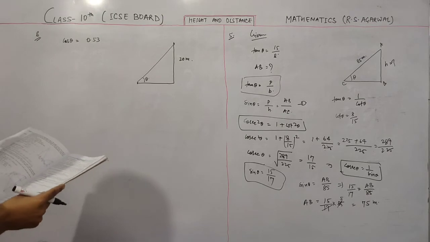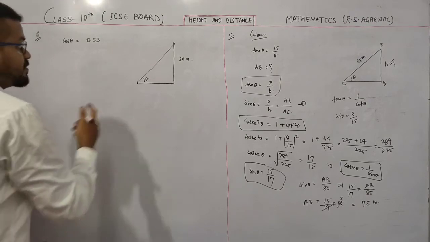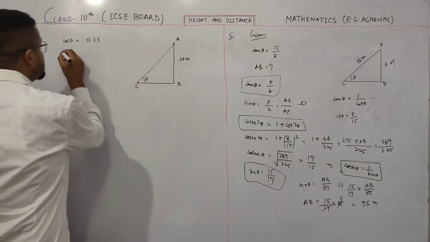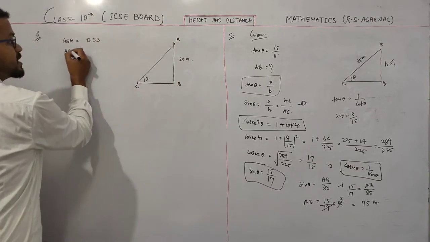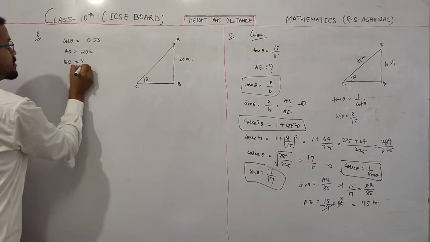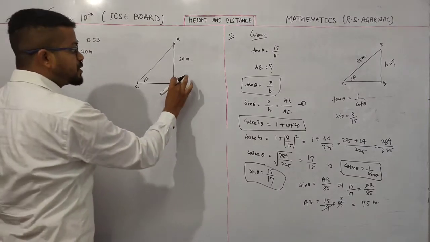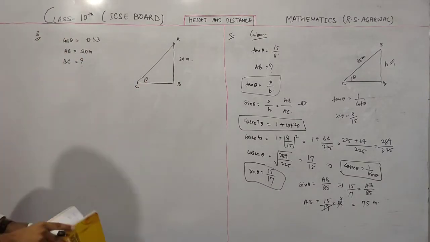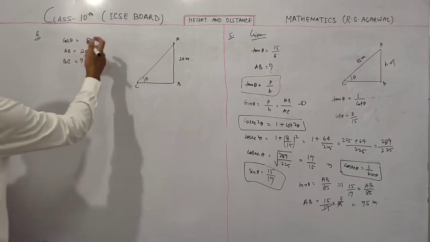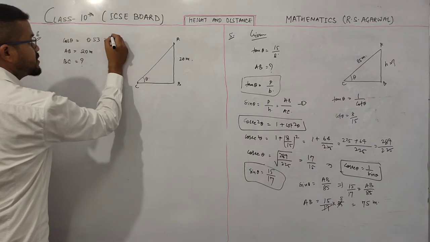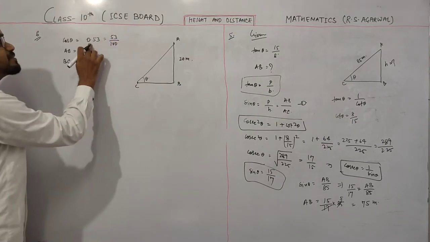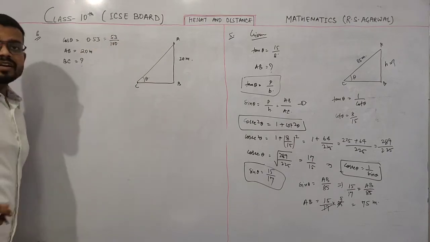How far is the man standing from the foot of the tower? We have to calculate this distance. A, B, C. So what is given in the question is AB, 20 meter, and we have to calculate the value of BC, the distance between the foot of the tower and the man standing. Okay, so how do we proceed with this question? Similar to question number 5. Can I write this 0.53 as 53 by 100?